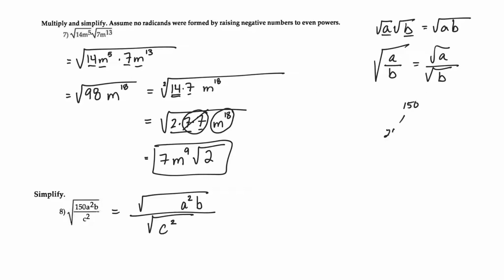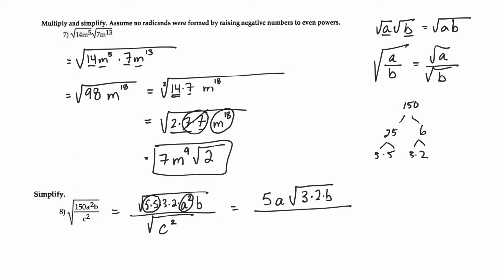150, I think that's 25 times 6. And 25 is 5 times 5. 6 is 3 times 2. Let's write those in there. So 5 times 5 times 3 times 2. So here's two 5's. I can bring a 5 out. Here's two a's. I can bring one a out. And then on the top, that's sort of it. 3 times 2 times b.